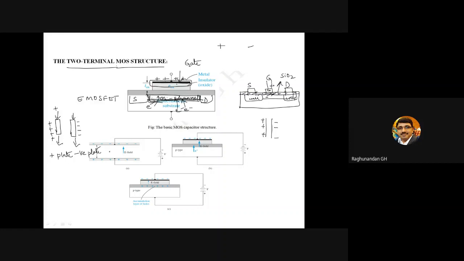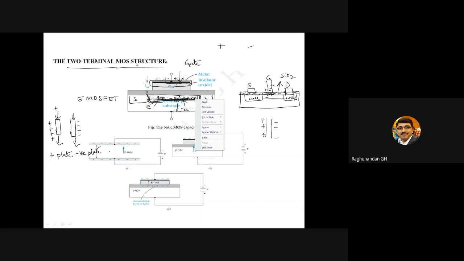Initially their idea was just to create a layer. Then they started analyzing it, and they came to know that this metal plate and this layer, whatever is created, both of them are acting like capacitor plates. That's why they came up with a concept called the two-terminal MOS structure.